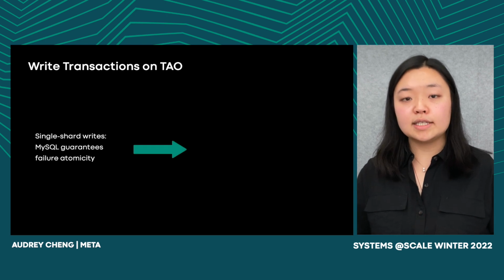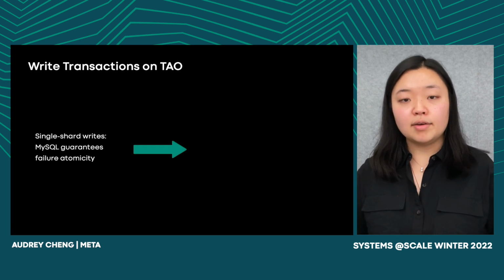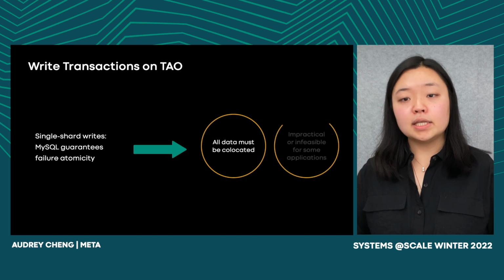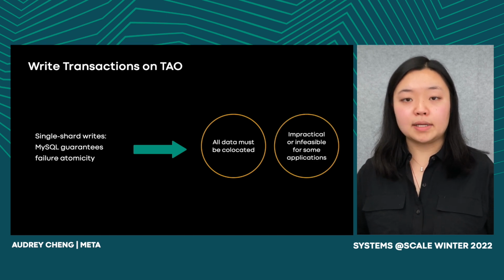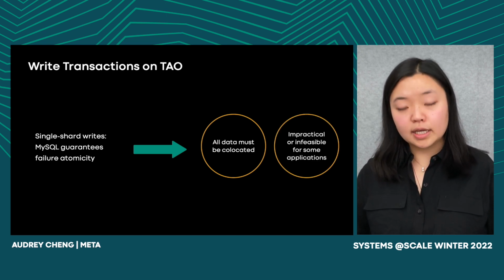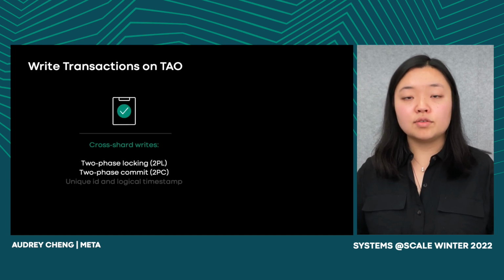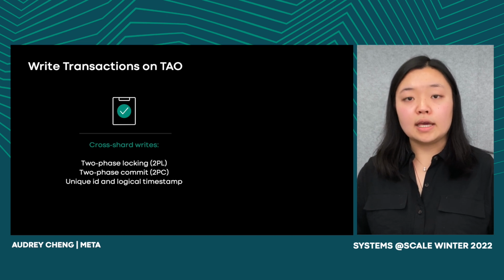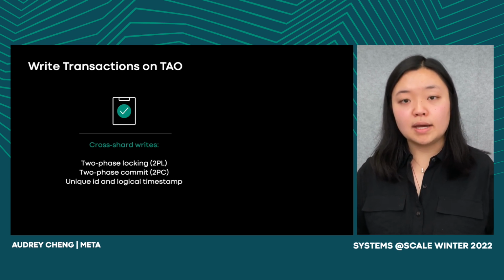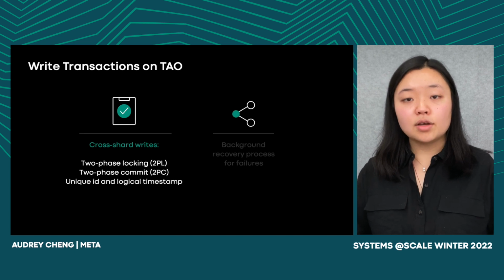So there are two cases of write transactions on TAO. If all the data is on a single shard, TAO relies on MySQL to guarantee failure atomicity. But this is not always feasible for some applications. So in the other cases, we have cross-shard writes, which use two-phase locking and two-phase commit and assign a unique ID and logical timestamp to each transaction. There's also a background recovery process for failures.